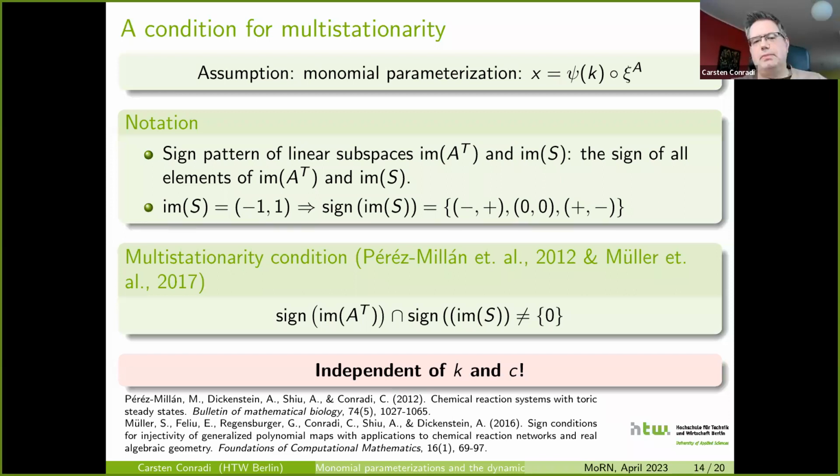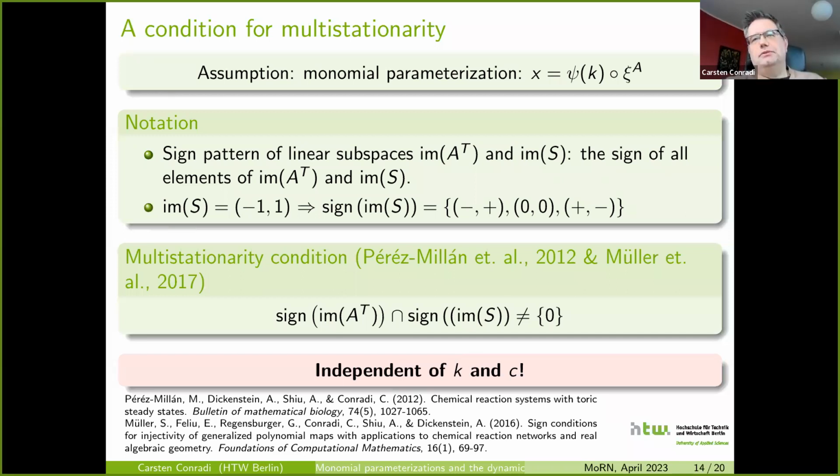You compute all of the sign patterns, and then you check whether there is a common sign pattern in both of them that is not the zero vector, because every linear subspace contains the zero vector. So you always find the zero vector, but you're interested in a sign pattern that is not the zero vector. And this is an if and only if condition. So you have multistationarity if and only if this condition is satisfied. And the nice thing is this is independent of the rate constants and the total concentrations. All you need is the matrix A and the matrix S.